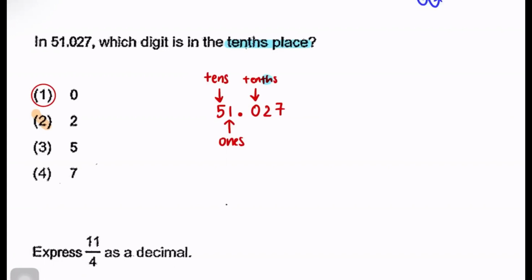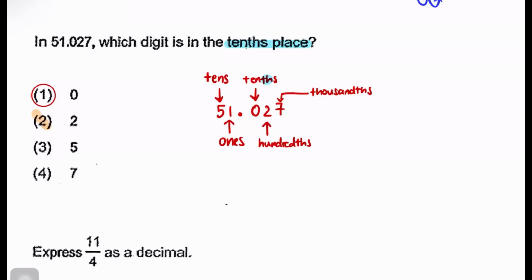Must learn, okay? Now, the digit 2 is your hundreds. Then 7 is your thousands. Thousands, must we spell with a TH at the back. All the names after the decimal point, they will be spelled with a TH at the end, okay?